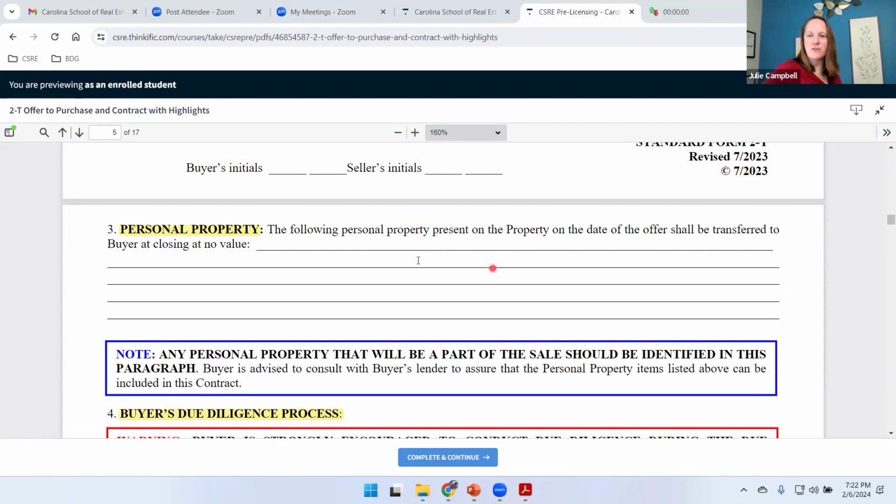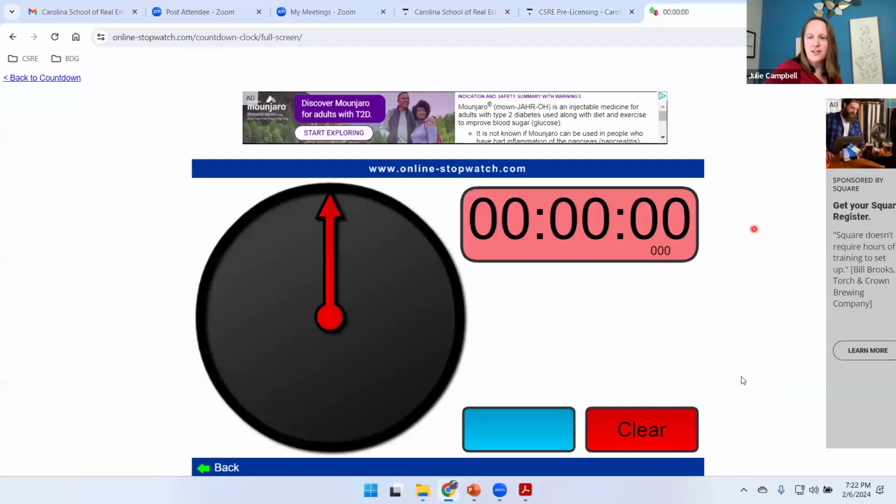Lots more to say, but first we need a break. So let's take 10. I know I'm a little early, but before we get in this next section, let's take 10. We come back, we're going to talk about the buyer's due diligence period.